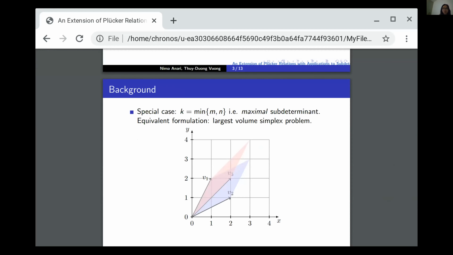One special case of this problem is when k is the minimum of m and n, and we call this the maximal case. For this special case, this problem is equivalent to the largest volume simplex problem, which is very well studied, with the best approximation ratio of 2^O(k) given by Nikolov in 2015. And in the same paper, Nikolov proposed the general case as an open problem.